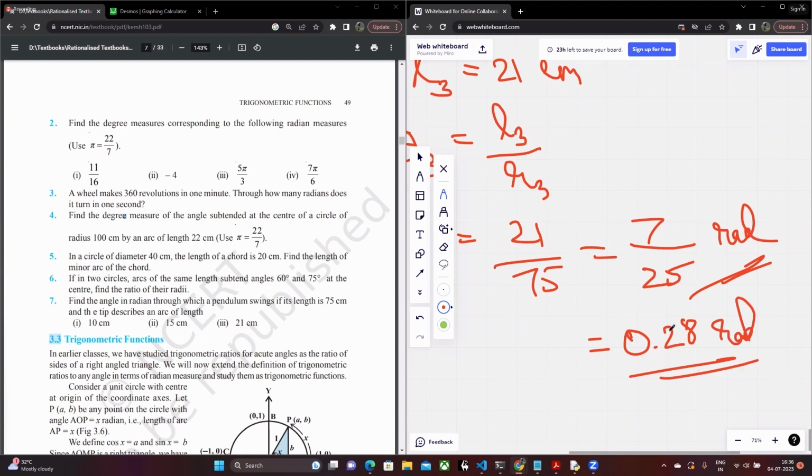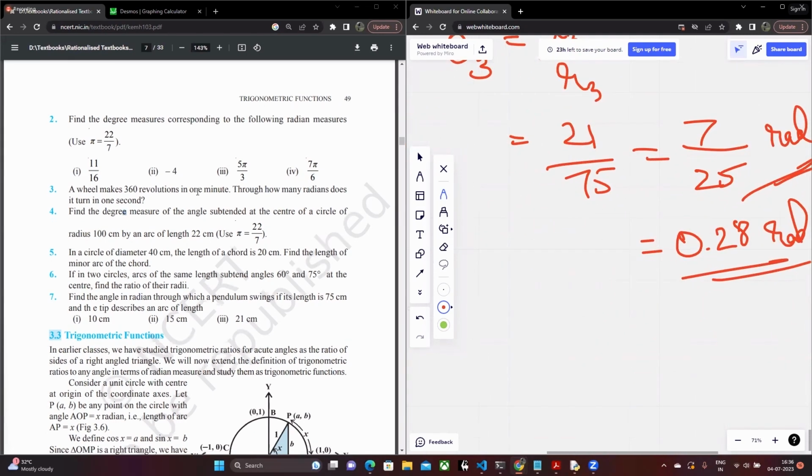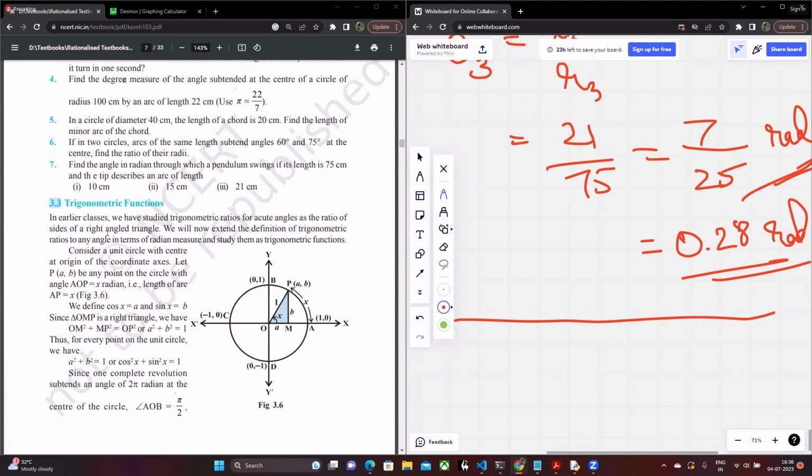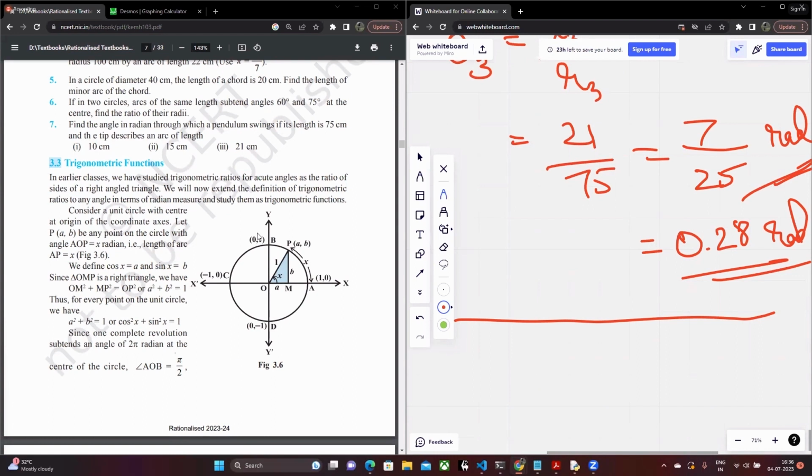Both forms are correct. You can write any one of these forms. I prefer the decimals because that's just me. You can also write this as 7 by 25. There's no big deal, you'll be awarded marks for either. With that, we complete exercise 2.1. The next exercise deals with the actual functional trigonometry.